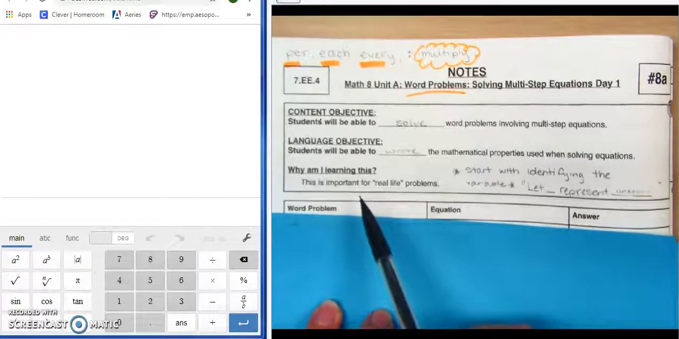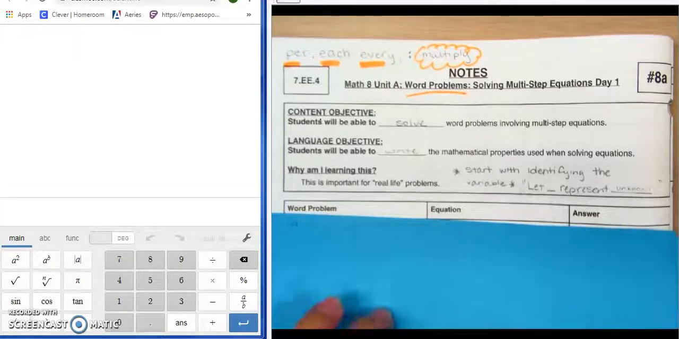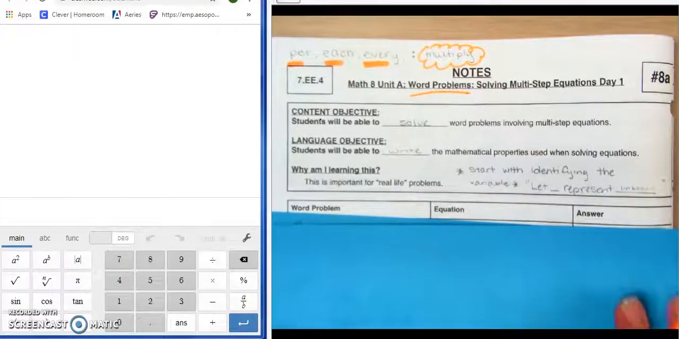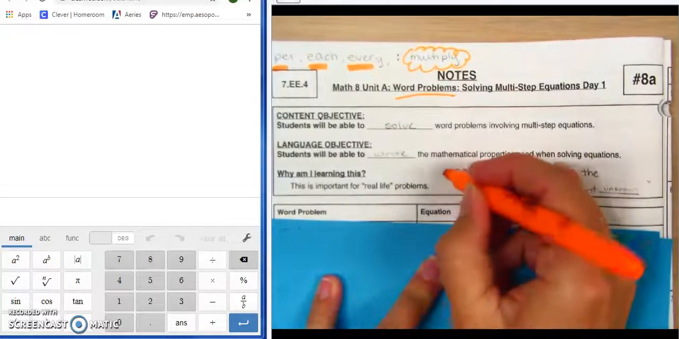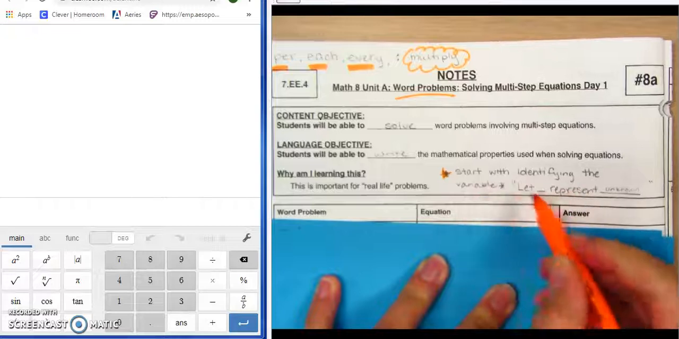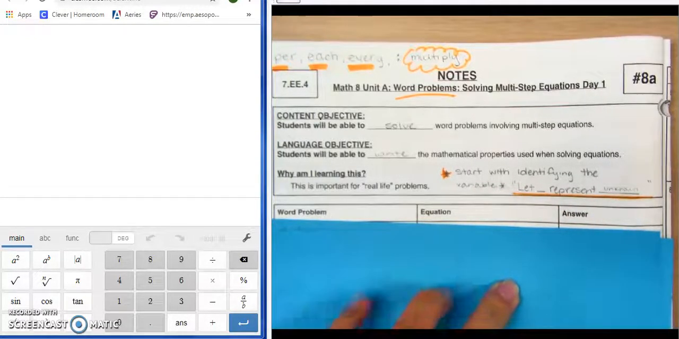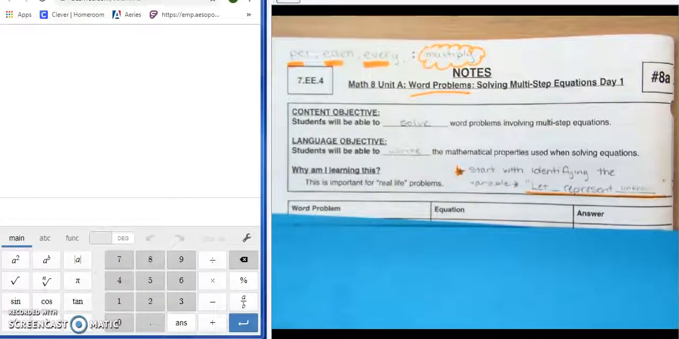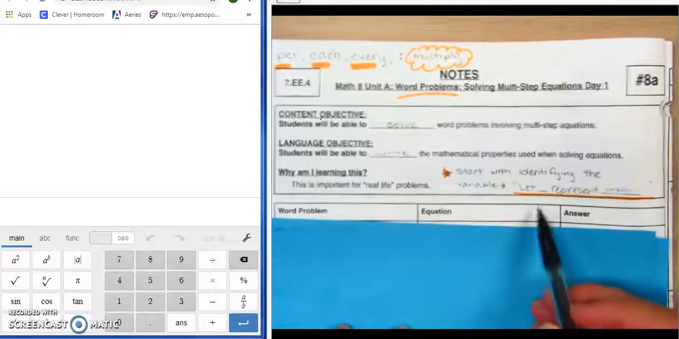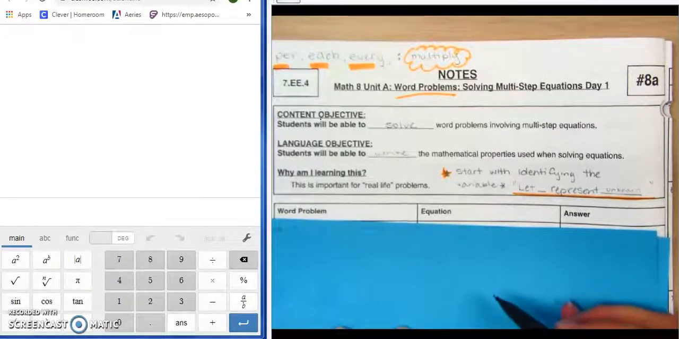And why am I learning this? All of them are real life problems. Now, what I want you to add in here is that I want you to start every single word problem you see with identifying the variable. So you're going to use this phrase, let blank represent blank, every time. So let X represent the number of games. Let N represent the missing number. So you always want to start with let blank represent blank. And I'll show you what I mean with all of these examples today.